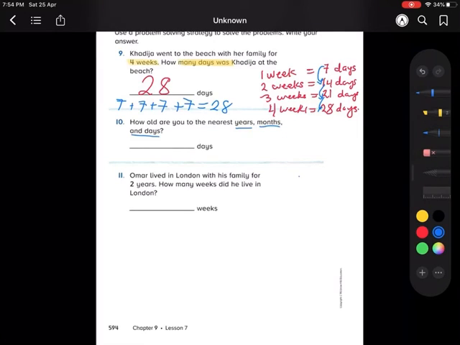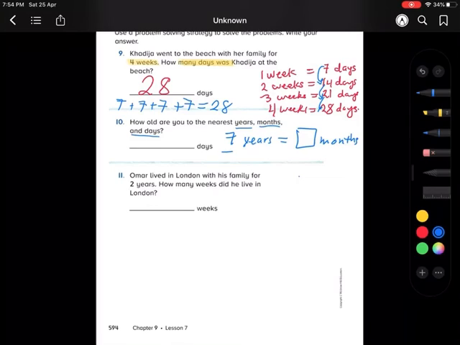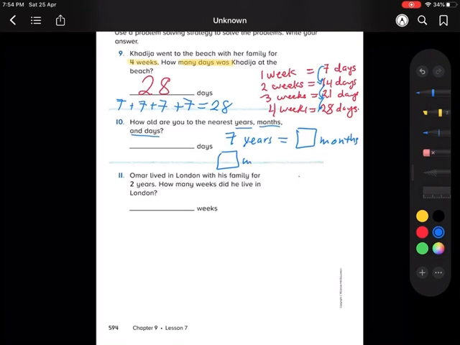Most of you, your ages are nearest to 7 or 8. If we say 7 years, how many months are in the 7 years? And when you know the answer of the months, how many days? I'm waiting for your answers.